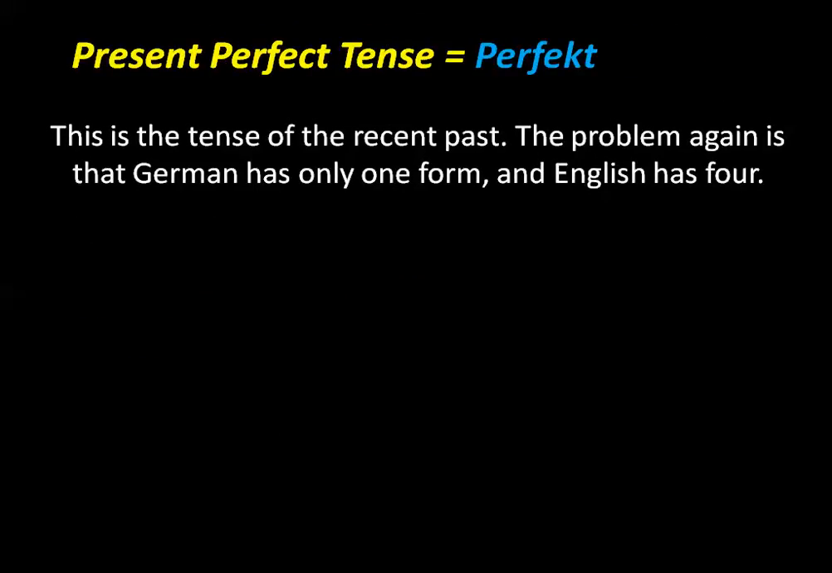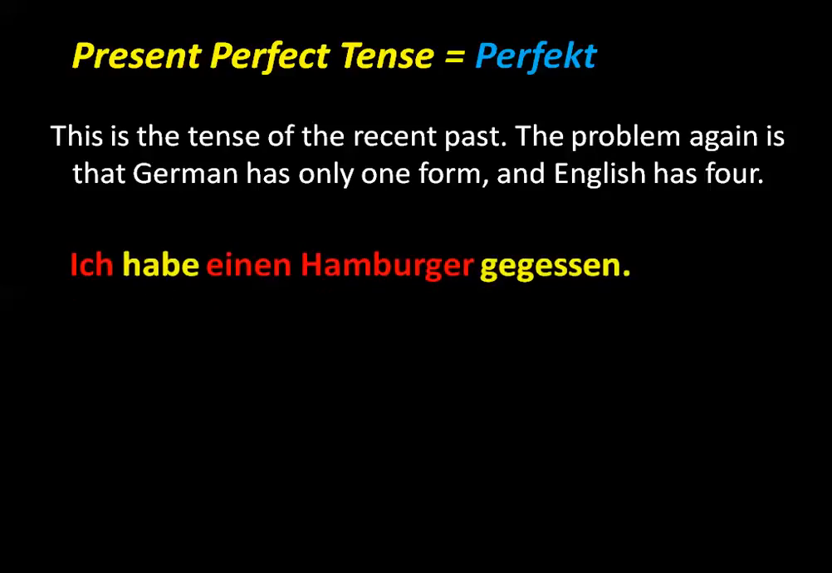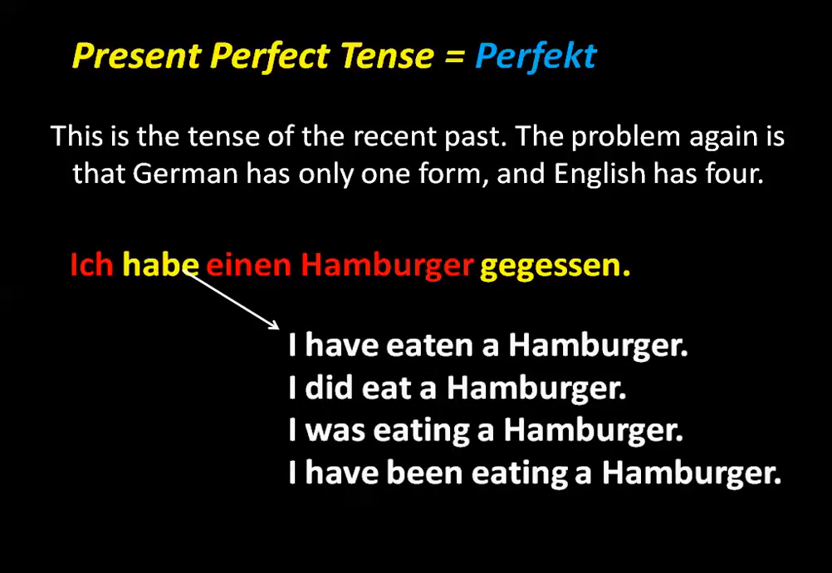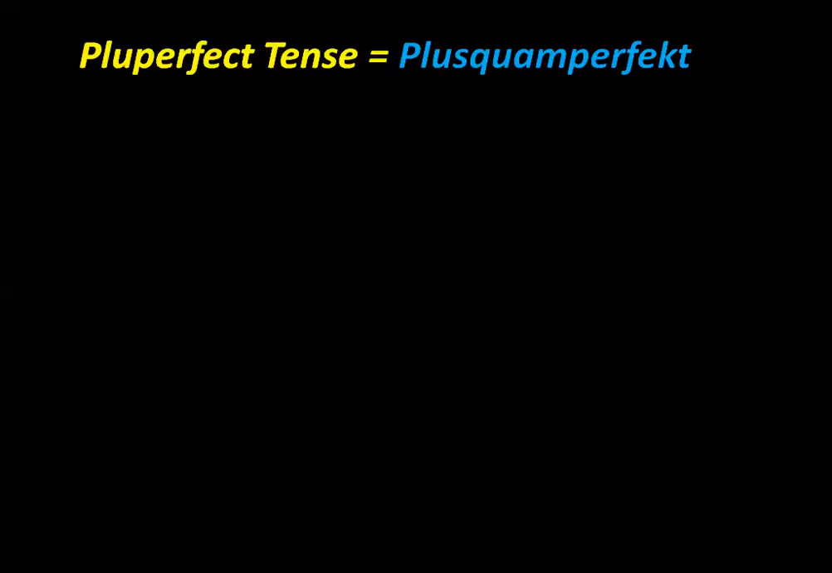Okay, so the present perfect tense or the Perfekt in German. This is a tense that most Germans will prefer to use when talking about past events. German has one way of saying it. Ich habe einen Hamburger gegessen. And your helping verb here, in this case haben, could also be a form of sein, which we have several videos over, so you want to check those out. But in English, we could say I have eaten a hamburger. I did eat a hamburger. I was eating a hamburger, or I have been eating a hamburger. Okay, so these are all ways to relate this.